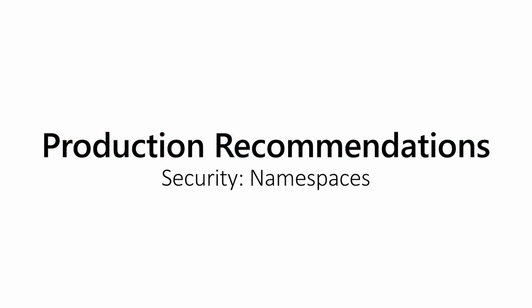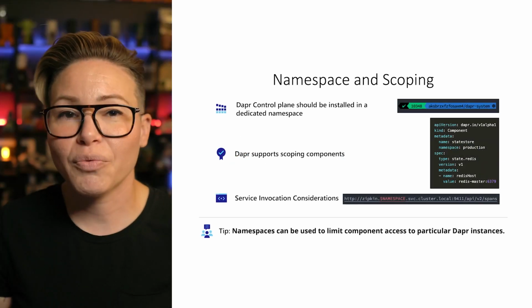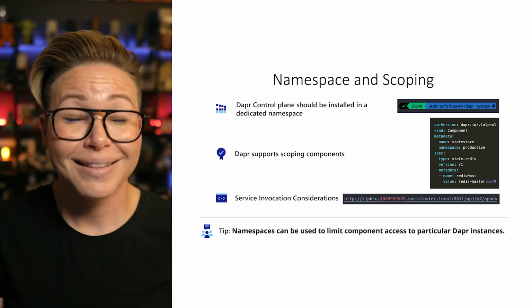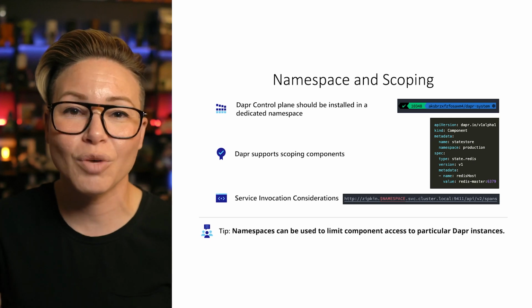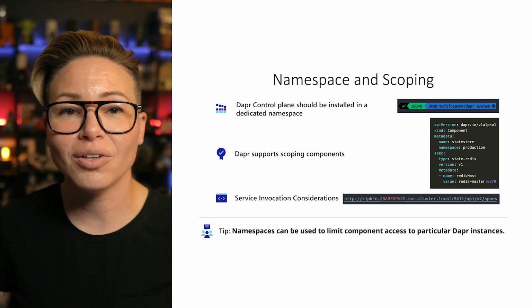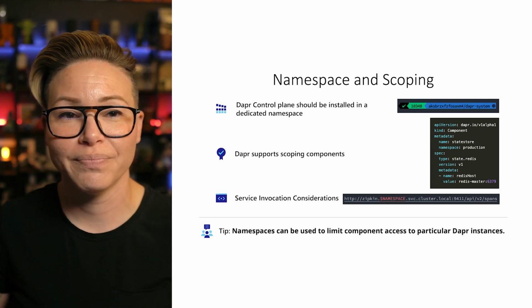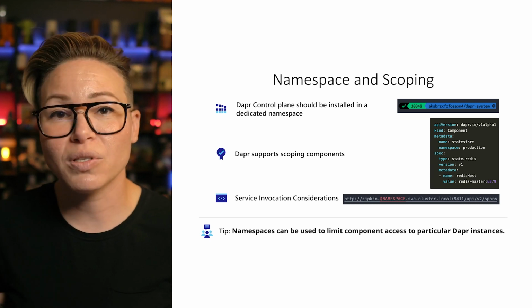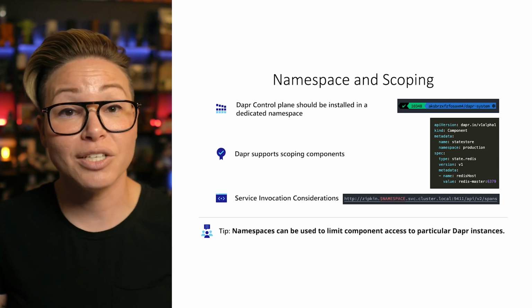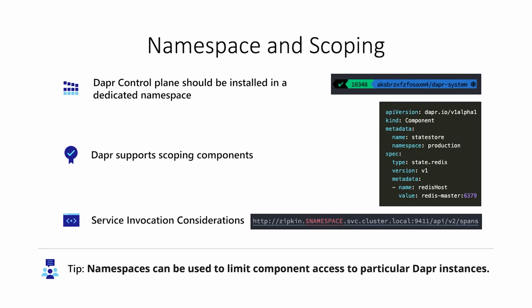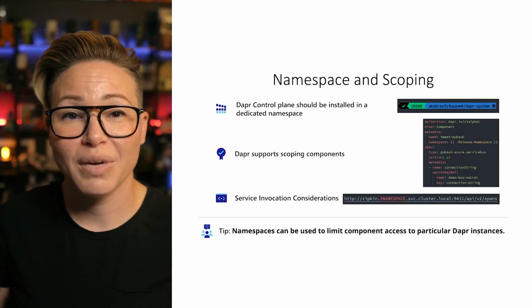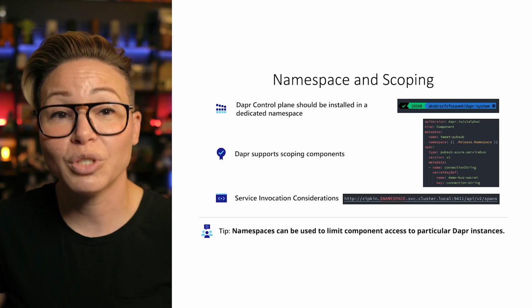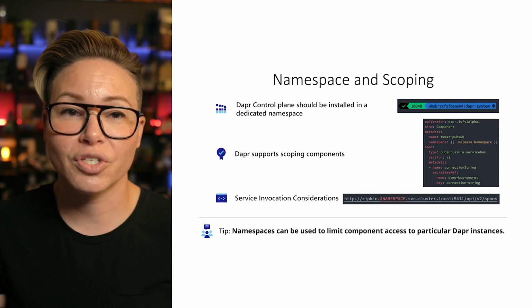Now let's talk about namespaces. When running Dapr in production, there are three primary factors to consider. First, the Dapr control plane should be installed in a dedicated Kubernetes namespace. By default, it's installed into the Dapr system namespace, so this works great. Second, while not a technically required practice, it's important to note Dapr supports scoping components for your apps. This can and should be enabled according to your security needs. You can see in the example under metadata, we have scoped the Redis state store component to the production namespace. An alternate example is if you're using Helm and you want to scope it to the release namespace for your Helm chart. Finally, you will want to consider your service invocation.